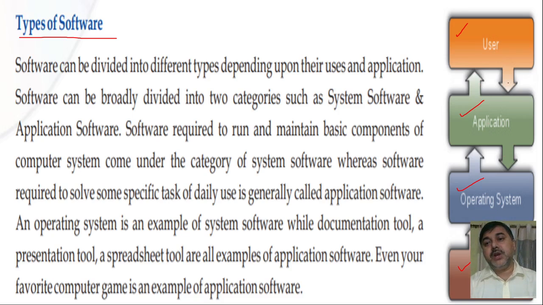Bidirectional means from the user to the application, from the application to the operating system, from the operating system to the hardware, again from the hardware to the operating system, to the applications, and then from the applications to the user. As they have a bidirectional connectivity system, it will be broadly divided. Okay.